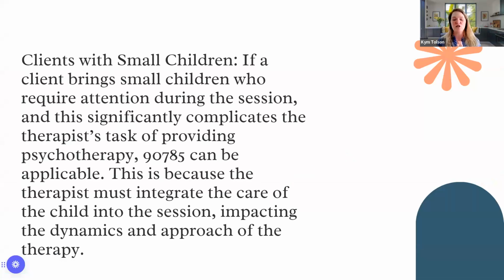So clients with small children. An example: if a client brings a small child into the session and requires a lot of attention and it's getting significantly more complicated because the therapist is trying to provide therapy, but also deal with the kid, would a 90785 be appropriate for this? So yes, it would. If you go read the code and interpret it, yes, this would be an appropriate use for the code because the therapist has to integrate the care of the child into the session. So it really does impact the dynamics and the approach of the therapy session. It makes it more complicated.